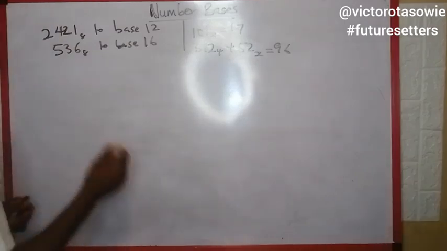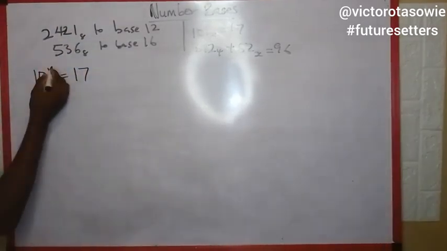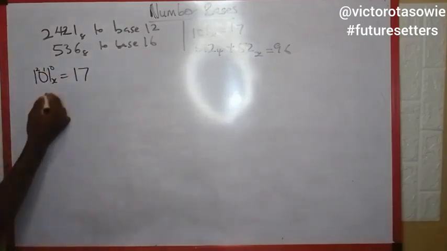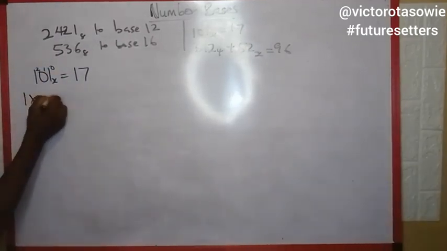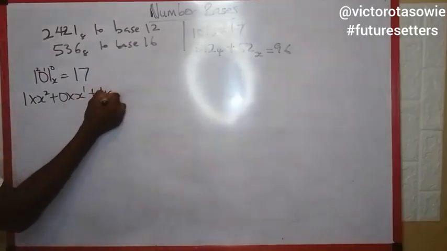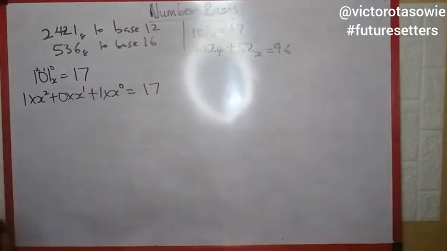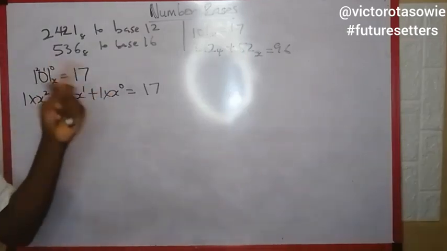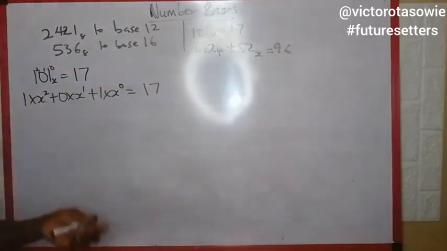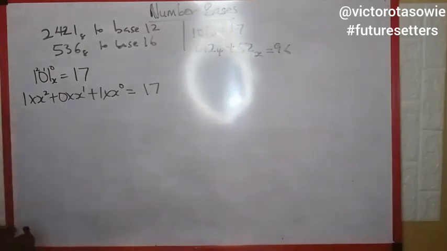101 base x equal to 17. First, write the powers: 0, 1, 2. You are looking for x, so you have 1 times x raised to power 2 plus 0 times x raised to power 1 plus 1 times x raised to power 0 equal to 17. The reason why we don't have to touch this 17 is that it is in base 10. Since it's base 10, there's no need to convert it, because we are actually converting to base 10 to know the value of the base.